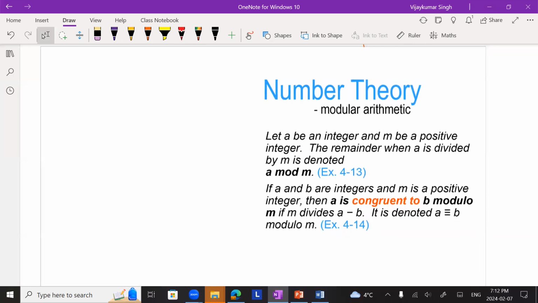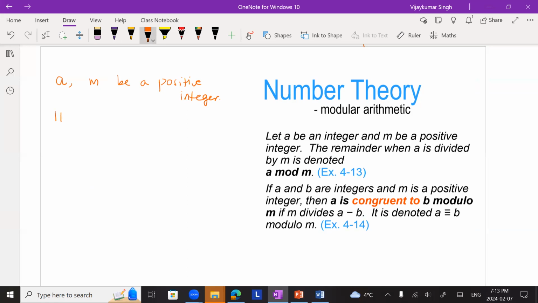Now comes a very interesting concept, the concept of modular arithmetic. So what is modular arithmetic? Again, please pay attention to the definition. Let A be an integer, and M be a positive integer. Okay, let's take an example.